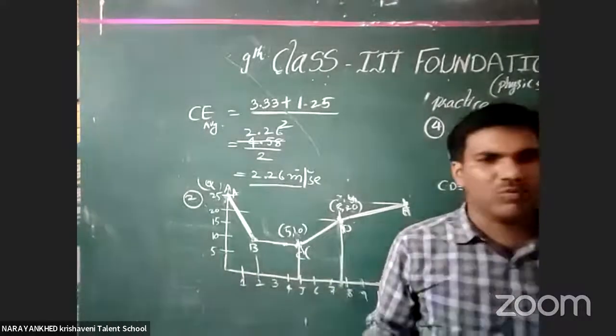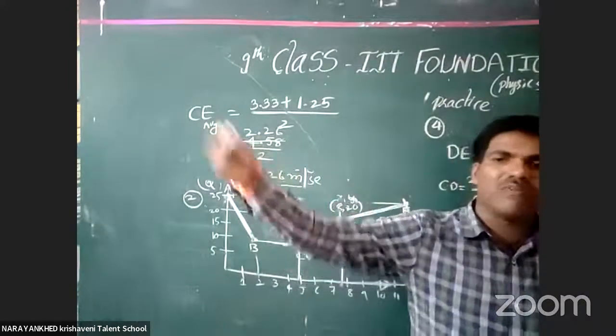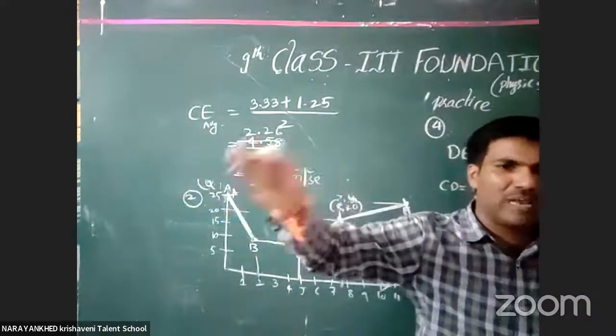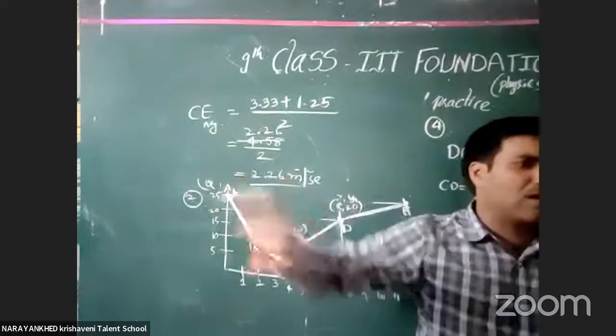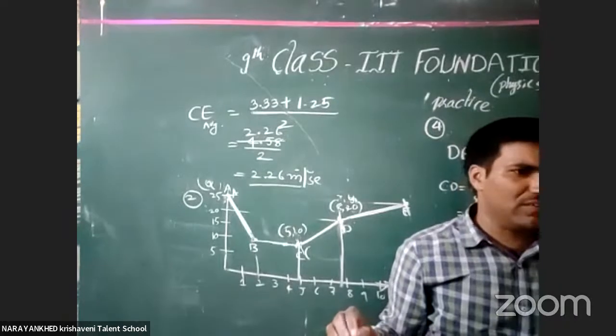Average velocity, how do we find it? Now there is a velocity from one point to another point. There are two velocity components, divided by the total components. That is only what we are taking. Understood or not? Yes.